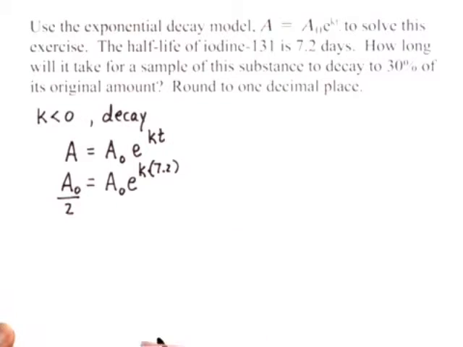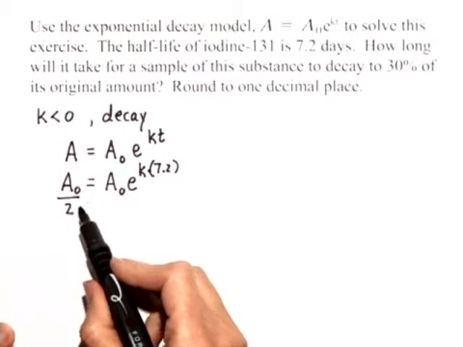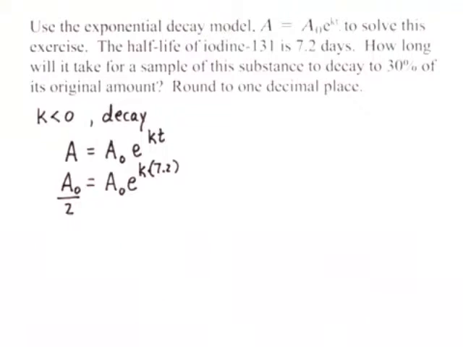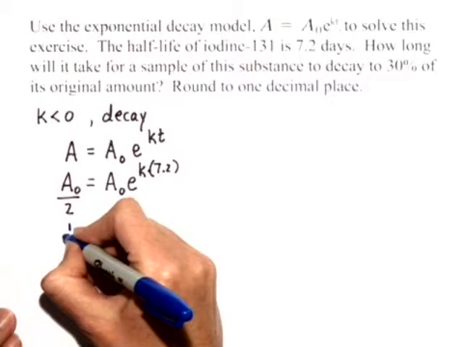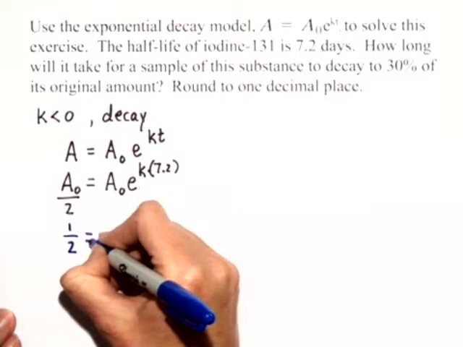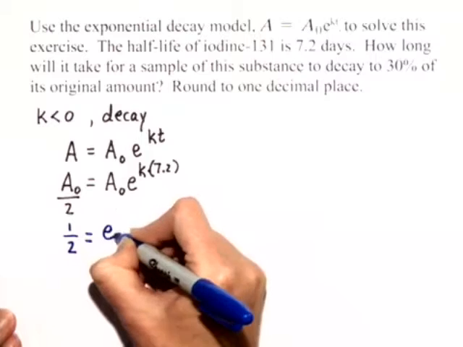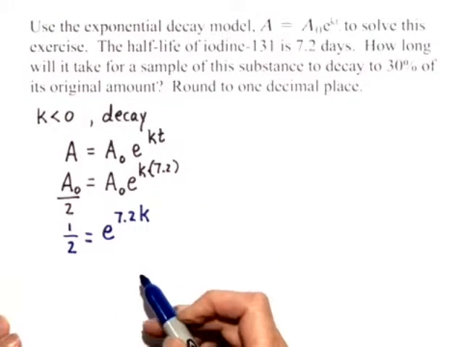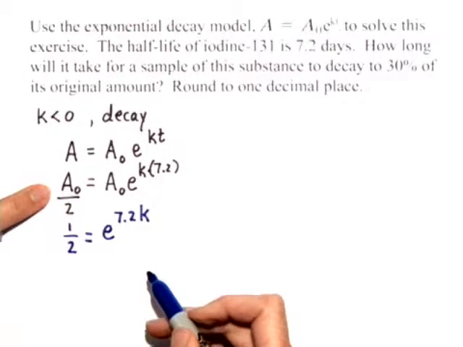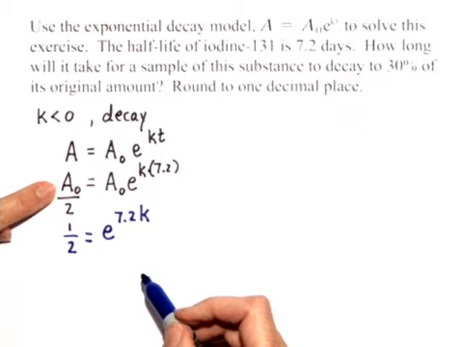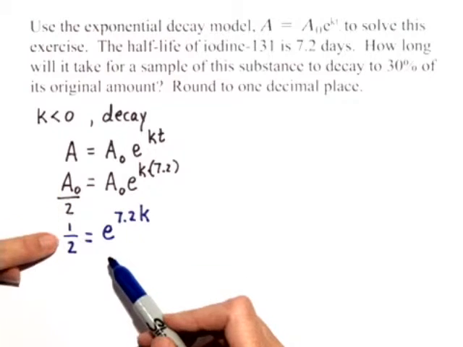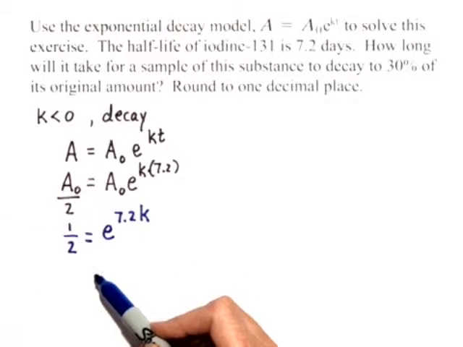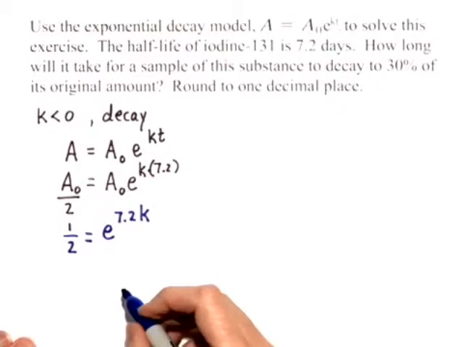Now we have an equation that we can solve for k. In order to solve for this, let's first divide both sides of the equation by A sub 0. When we do that, the left-hand side just becomes 1/2, and the right-hand side becomes e to the 7.2k. That's what will happen anytime we have a half-life model. When we divide both sides by the A sub 0, they'll just go away, and we'll end up with 1/2 on the left-hand side. Now we can use logarithms to solve this.